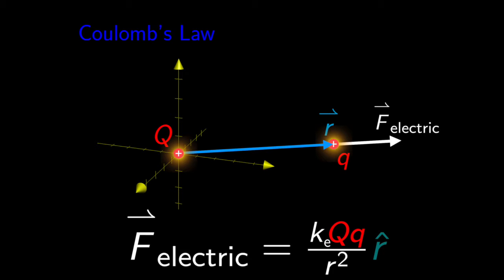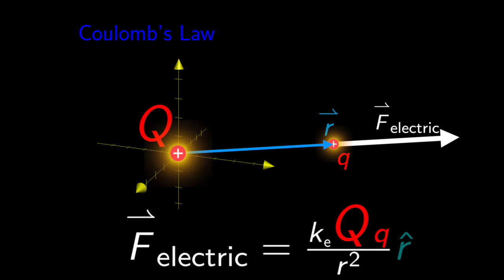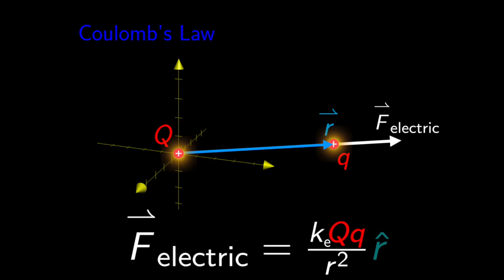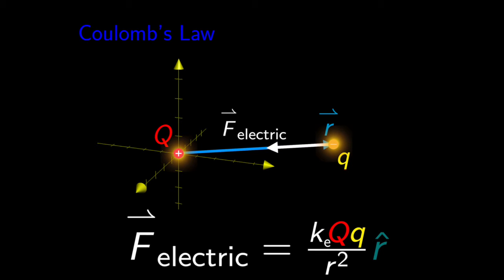That means the strength of the force is directly proportional to the amount of source charge. If I double the charge, I double the force. If I flip the sign of the test charge to negative, then I flip the direction of the force.